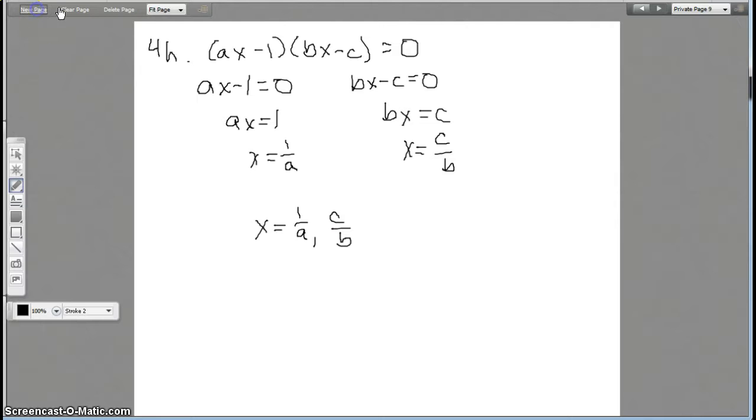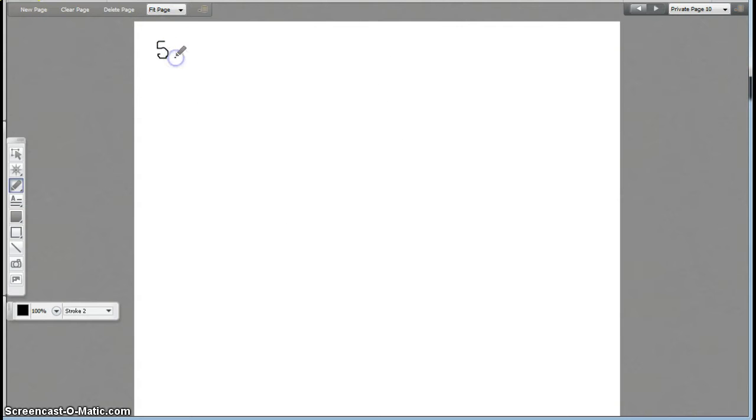Okay, so now we're going to move on to look at number 5. Number 5 is just like number 8 that I assigned for homework. It says solve each of the following quadratic equations by the factoring method. So what you have to do this time, you are given a quadratic equation and you have to factor it and then set the factors equal to 0. So it gives you one more step to do than you had in the previous problem.